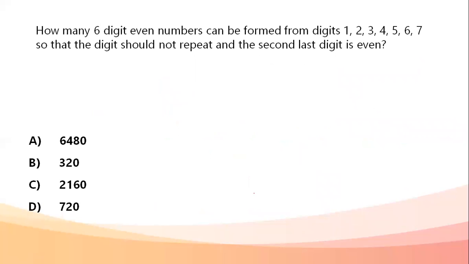Next question. How many six-digit numbers can be formed from 1, 2, 3, 4, 5, 6, 7, so that the digits should not repeat and the second digit is even? Okay, two conditions. It has to be an even number plus second last digit is also even and no repetition. One thing with permutations and combinations is I cannot take repetitions as and when I like. Unless it is mentioned in the question, I will not be taking any repetition. Okay, number of possible cases, we can go by that.